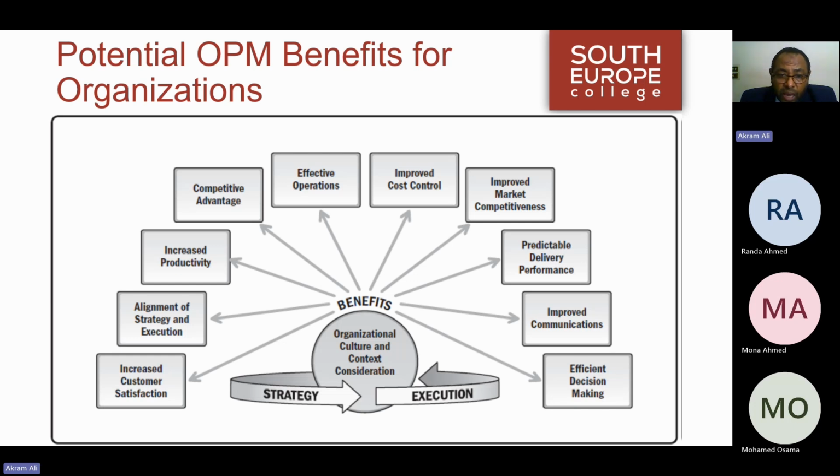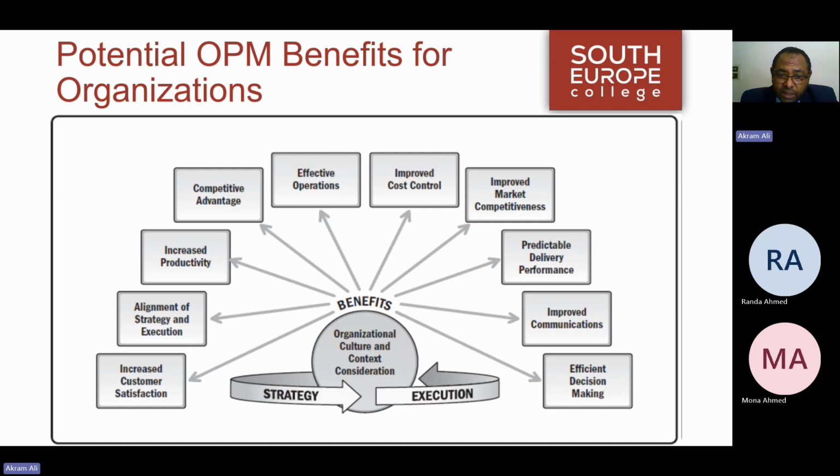For example, we have increased customer satisfaction. We have alignment of strategy and execution. We have increased productivity. We have competitive advantage. We realize effective operations. We gain an improved cost control, as well as improved market competitiveness, together with predictable delivery performance, improved communications, and efficient decision making.